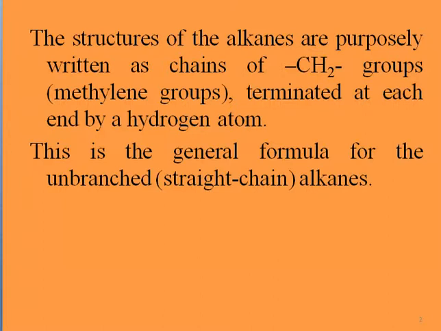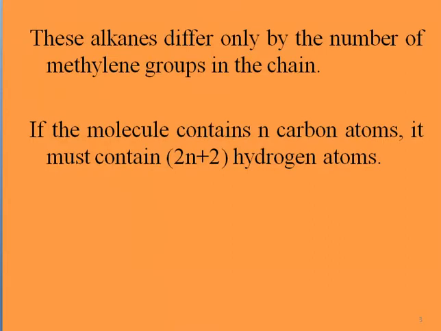So it looks like chains of CH2 groups connected to each other. These alkanes differ only by the number of methylene groups in a chain. If the molecule contains n carbon atoms, it must contain 2n plus 2 hydrogen atoms. So if we have n carbon atoms, we will have 2 times n plus 2 hydrogen atoms. For example, if n equals 2 carbon atoms, hydrogen atoms will be 2 times 2 plus 2, which will be 6 hydrogen atoms.